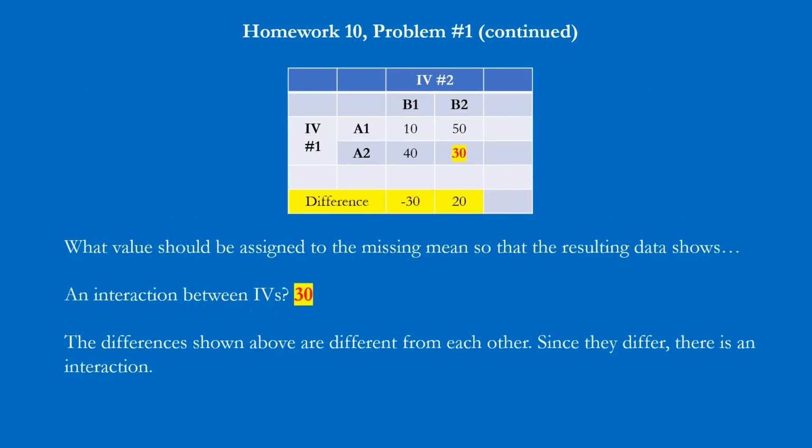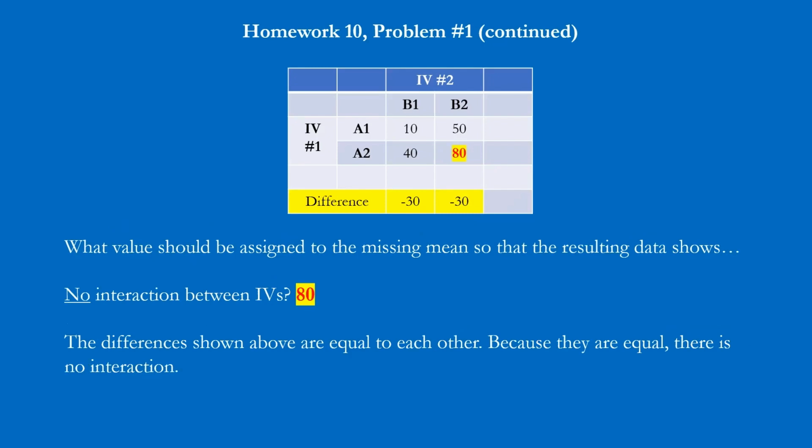And finally, we want to calculate whether there's an interaction between the IVs. We want to show that there is an interaction between the IVs. Therefore, I inserted 30, which made the differences different from each other, which showed that there is an interaction. Here, I wanted to show that the differences were equal to each other, so I inserted 80 in the blank space, and therefore it showed there was no interaction between the IVs.